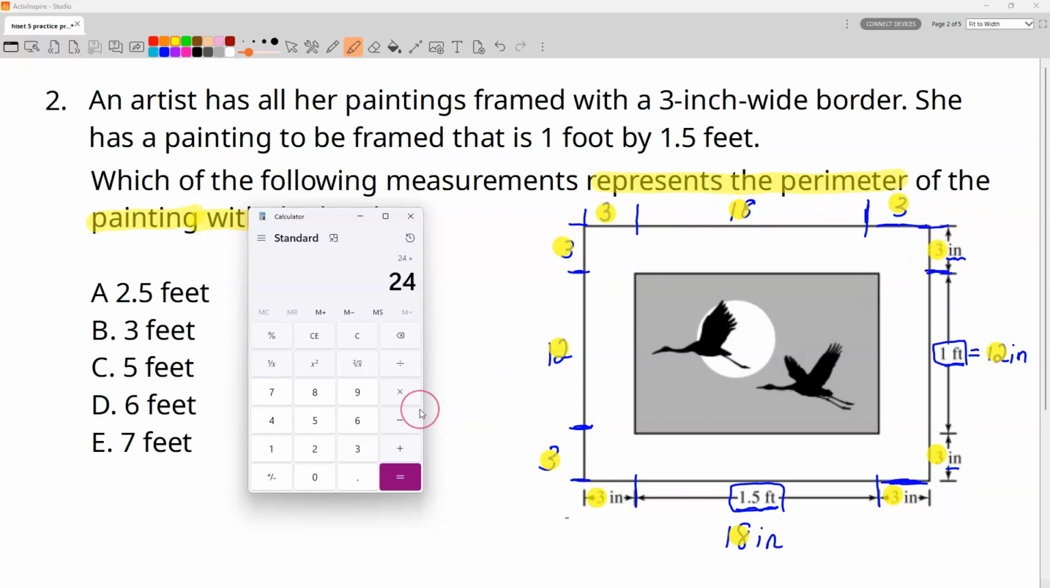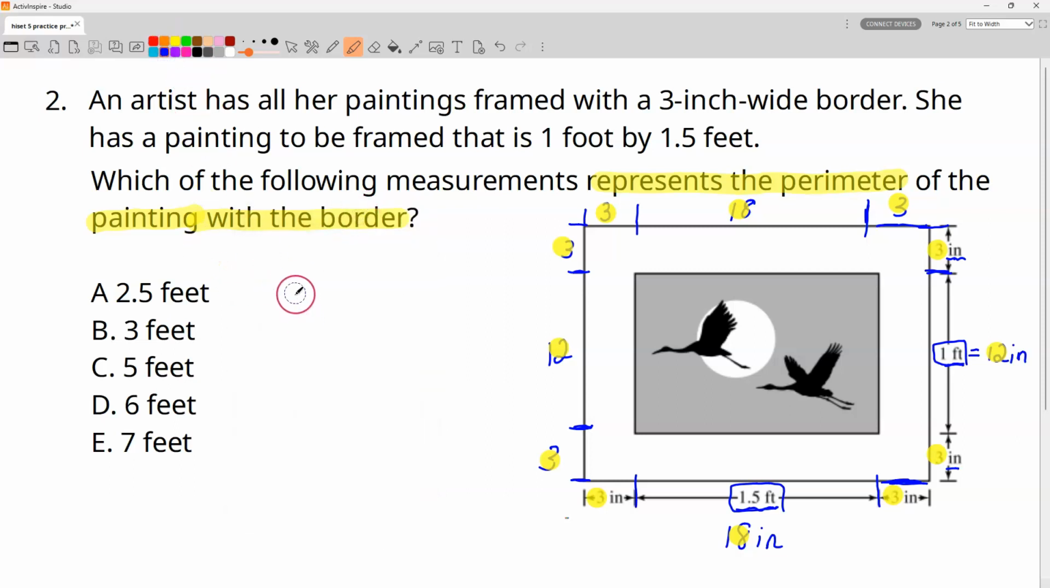Plus, right here now, plus 3 plus 12 plus 3 plus 3 plus 18. Right here now, plus 3 plus this 3 plus 12 plus 3. 84. Inches, right? Inches. Again, I started here. Keep track. I started with this 3 and I just worked my way around. You can double check that. I get 84 inches when I total that up.